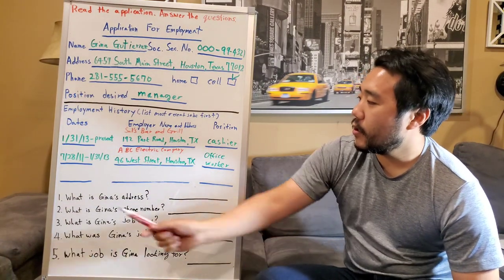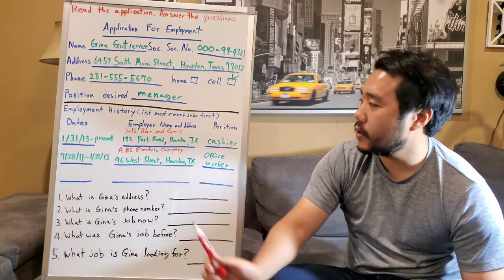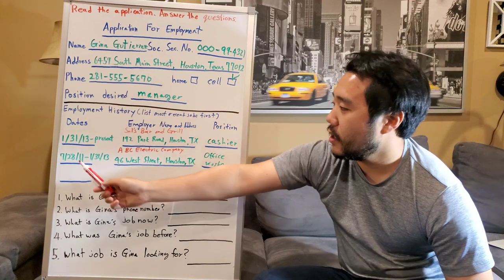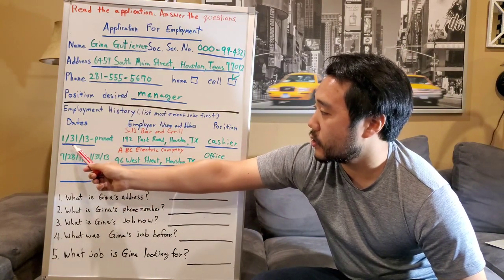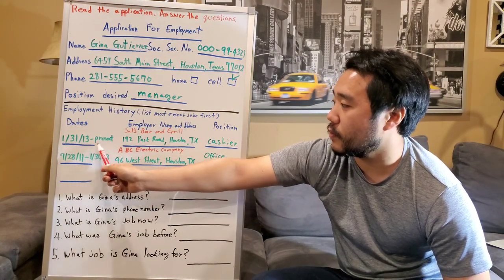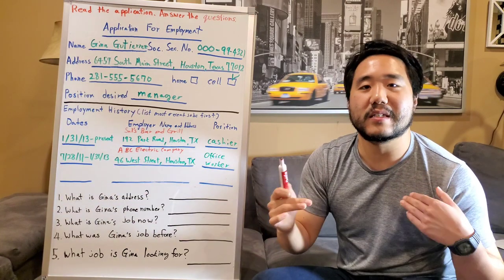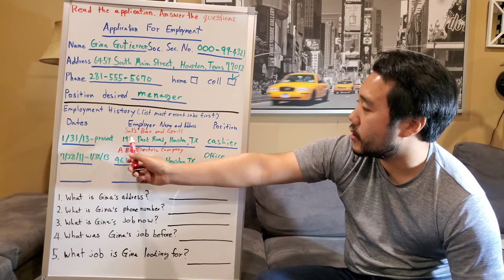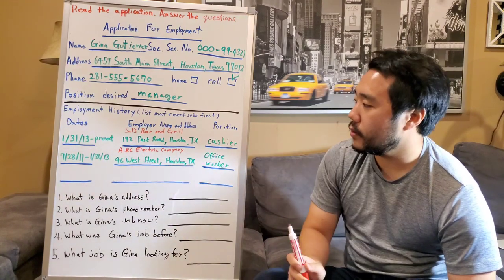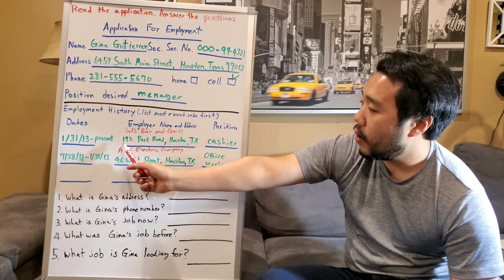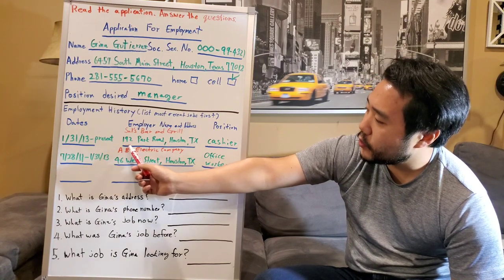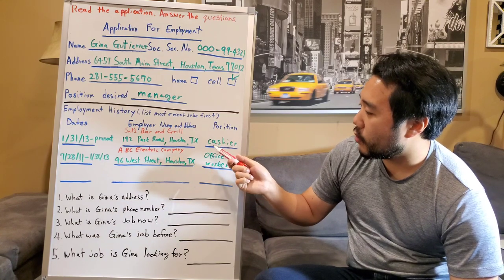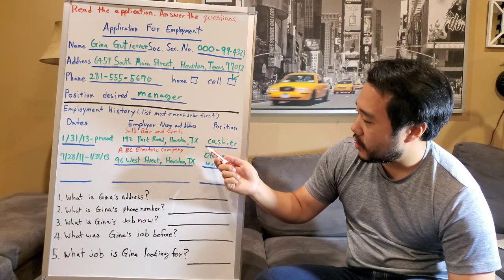So in the first row, we have to list the most recent jobs first. And for Gina, it was from January 31st, 2013 to present. So it means that she's still working at this place. And the name of the employer is Sal's Bar and Grill, and the address is 192 Park Road, Houston, Texas. And she's still working as a cashier. This is the cashier position.